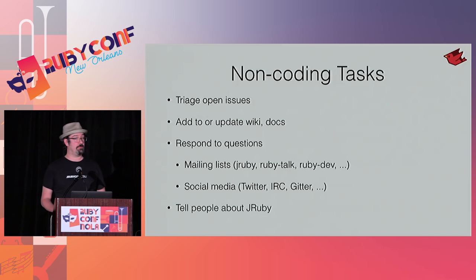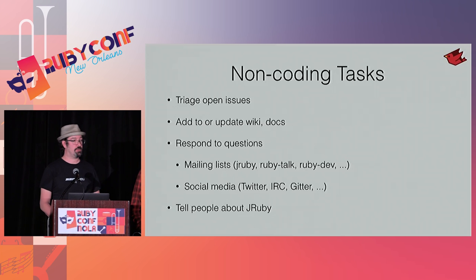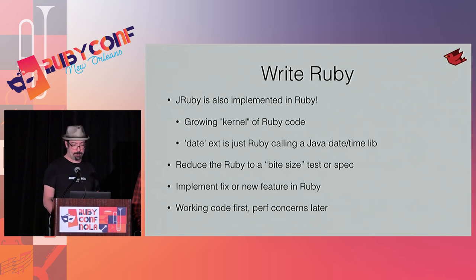Just participate in the community, be on the mailing lists. We have the JRuby list, that's actually hosted along with the Ruby Talk list on the same server. But talk about JRuby on the list, ask your questions, talk about JRuby on the Ruby Talk list, and so on. Tell people about JRuby. Get out there and just let people know that you're trying it out and what you like and maybe what you don't like. But, you know, spread the word.